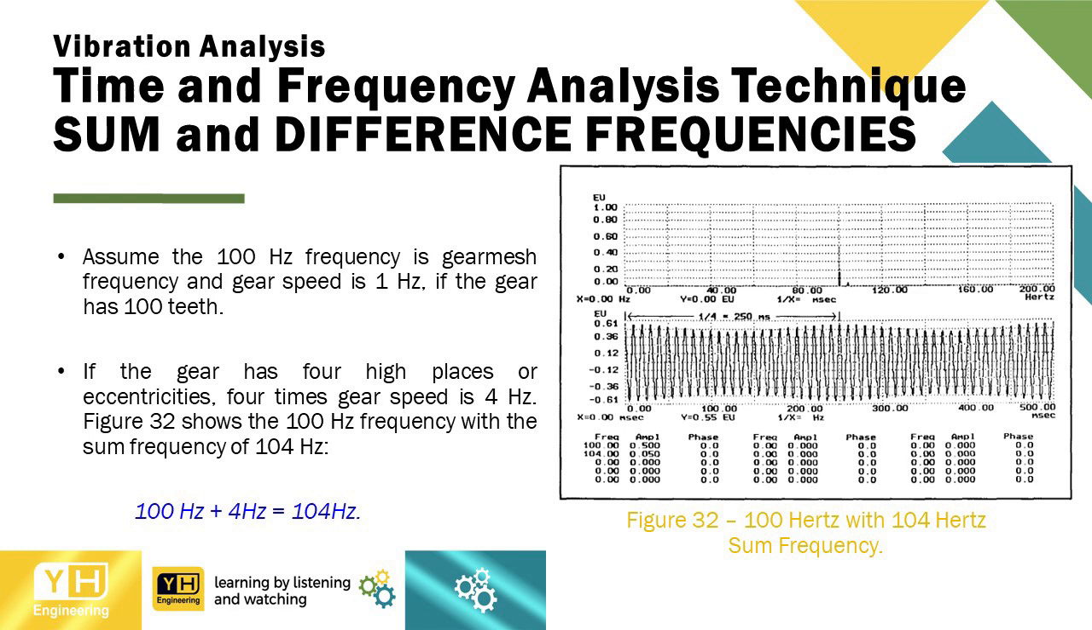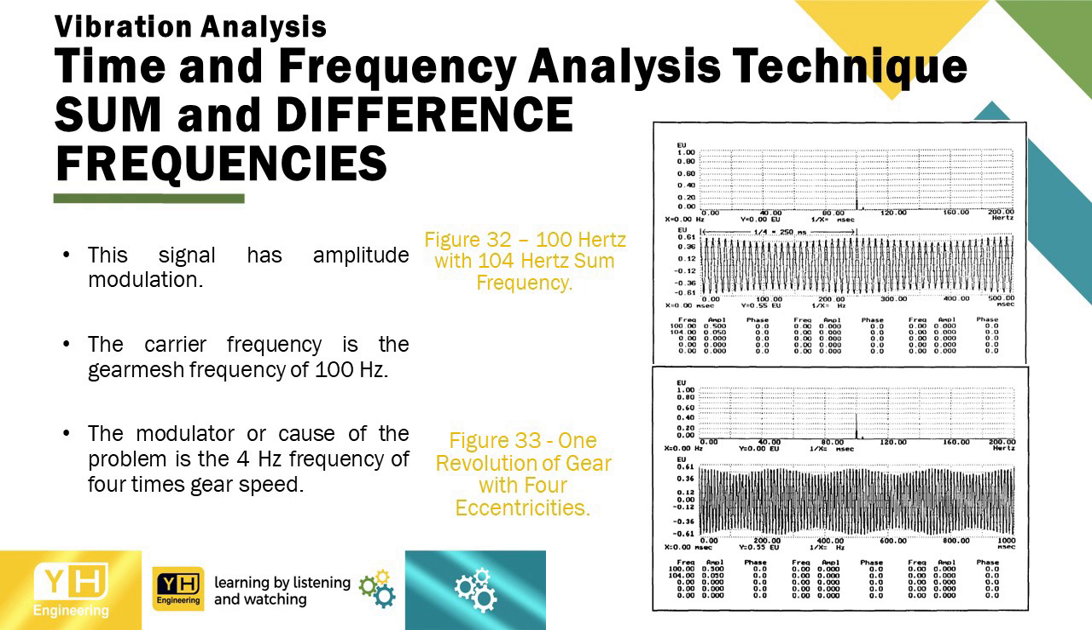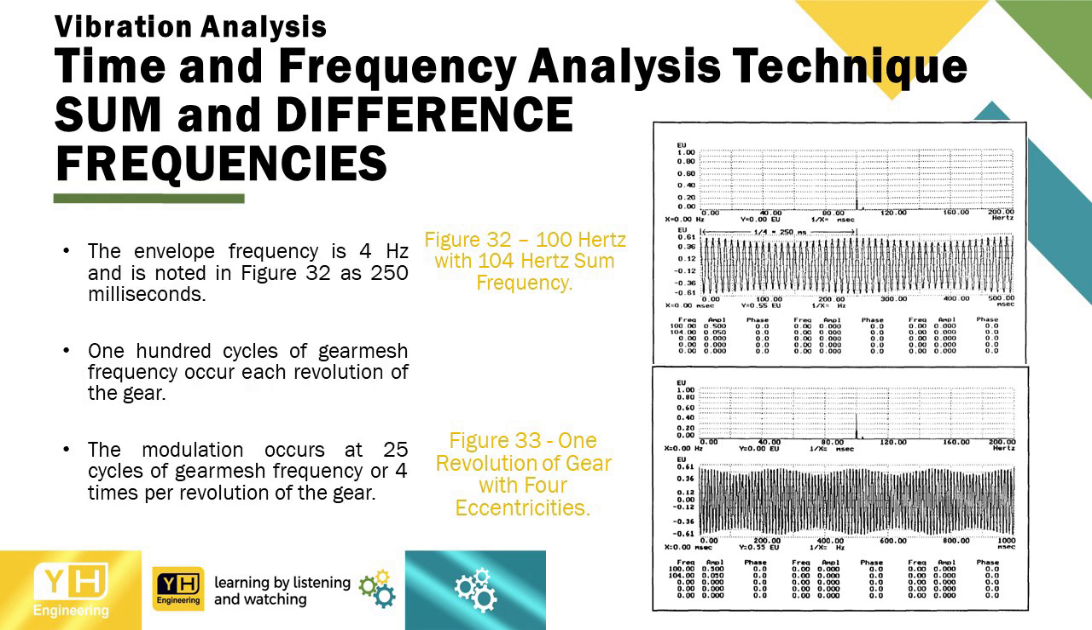Figure 32 shows the 100 Hz frequency with the sum frequency of 104 Hz, equal to 100 Hz added to 4 Hz, equal to 104 Hz. This signal has amplitude modulation. The carrier frequency is the gear mesh frequency of 100 Hz. The modulator, or cause of the problem, is the 4 Hz frequency of 4 times gear speed. The envelope frequency is 4 Hz and is noted in figure 32 as 250 milliseconds.